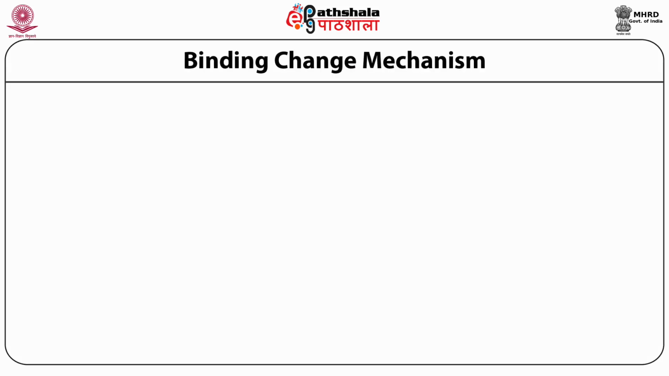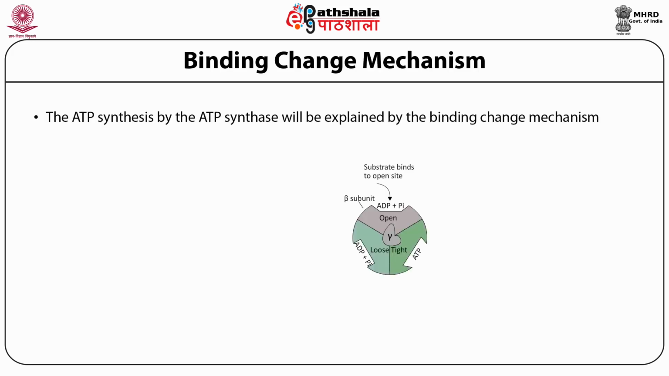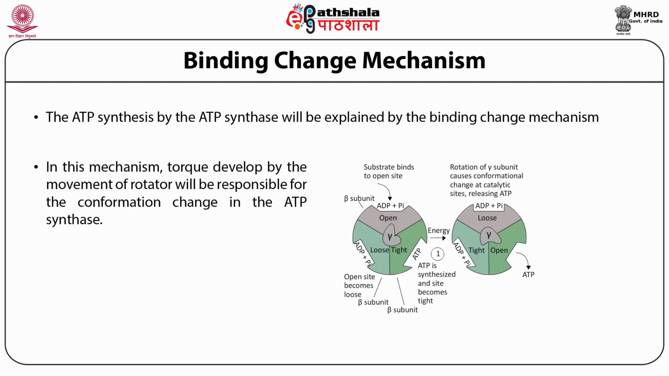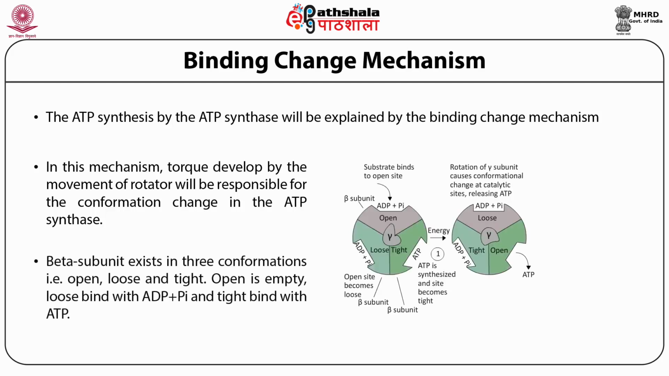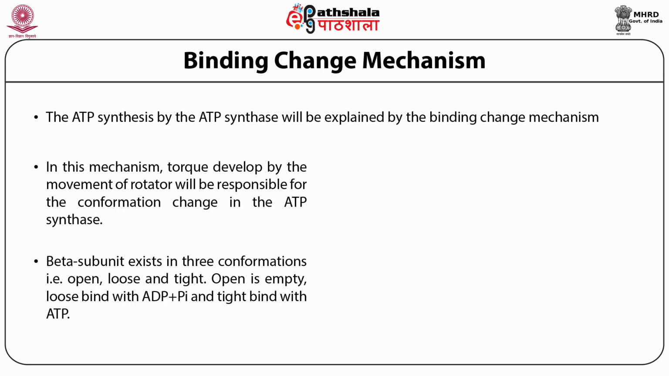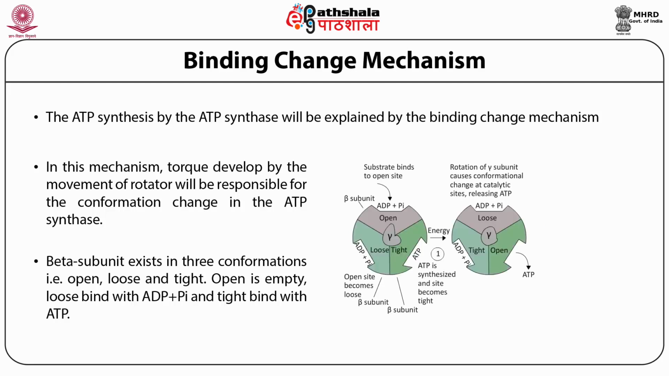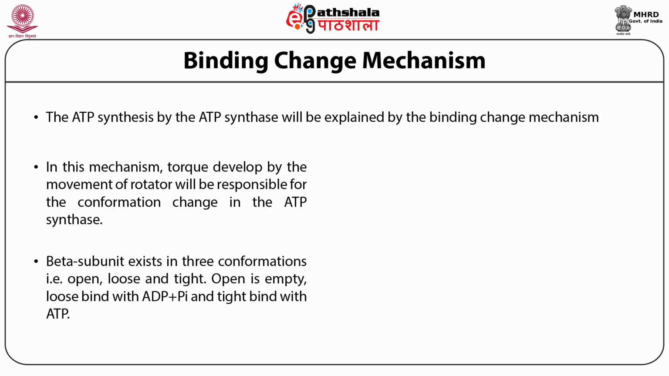The binding change mechanism is used to explain ATP synthesis. In this mechanism, torque developed by the movement of the rotator is responsible for conformational change in the ATP synthase. The beta subunit exists in three conformations. You can see in the picture, one conformation is the open conformation, which doesn't have anything. Another is the loose conformation, which has ADP plus Pi, and the third is the tight conformation, which has ATP.